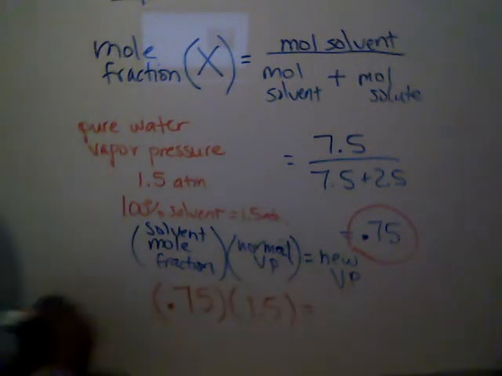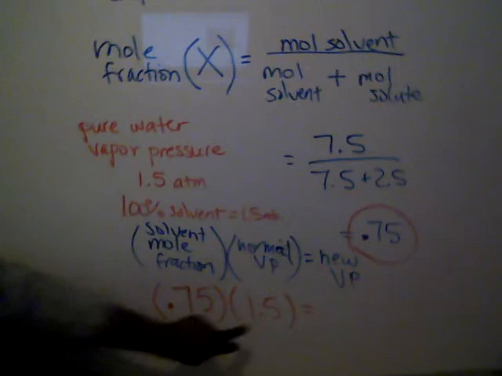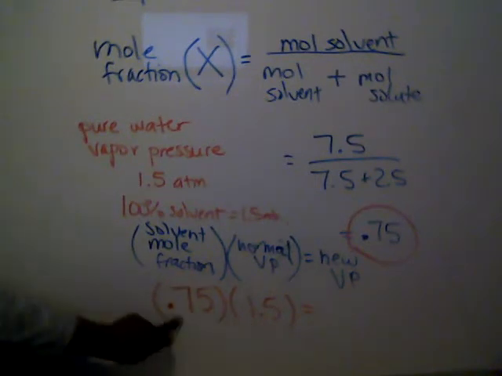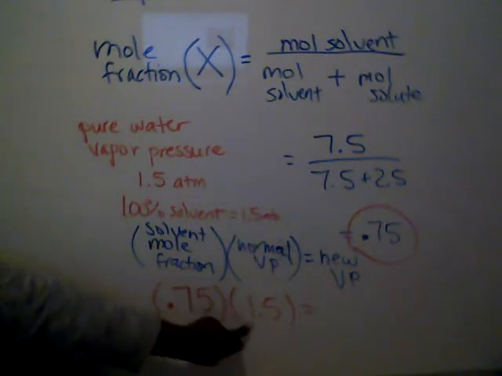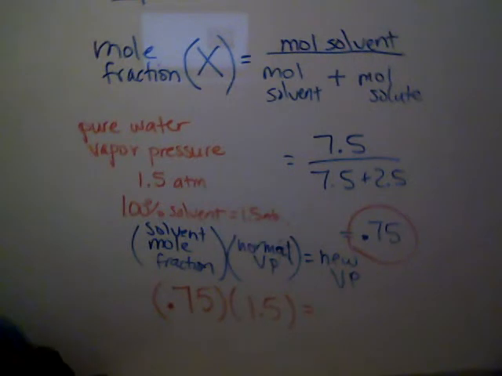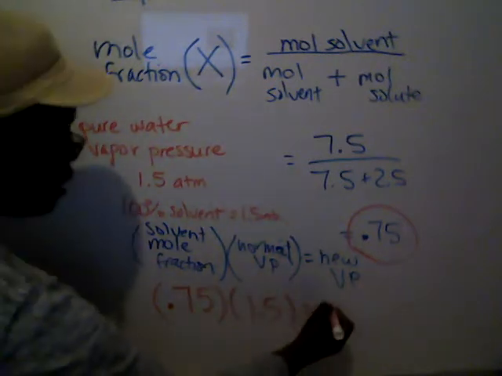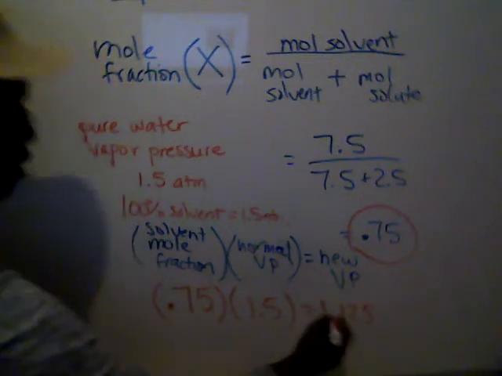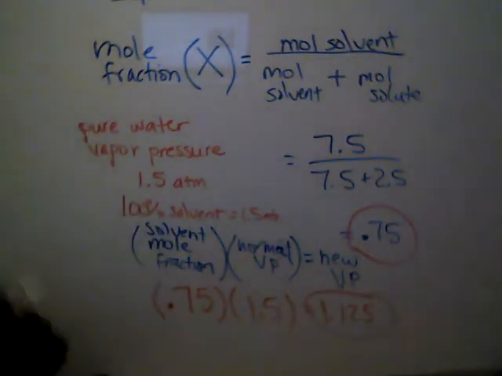Okay. So another way to interpret this is if this is what it is when it's 100% solvent, we want to find out what is it when it's just 75%. So we're only going to be able to get 75% of that number because we don't have a pure solution, we don't have a pure solvent anymore. Okay, so we get about 1.125. That would be our new vapor pressure.